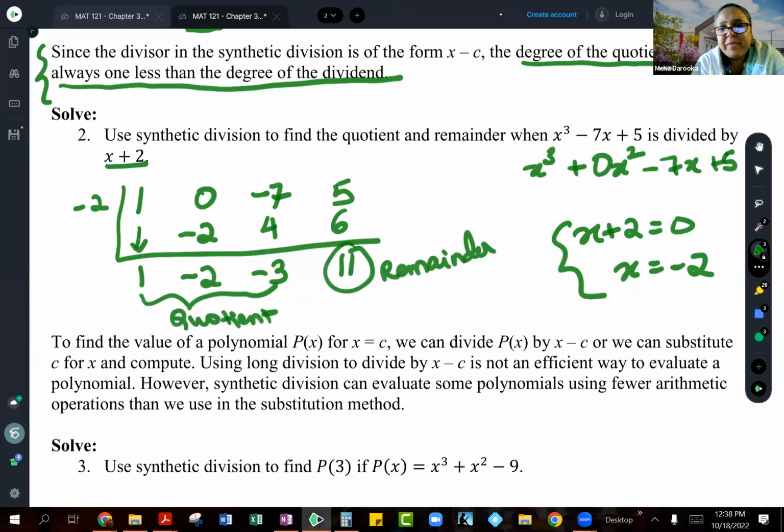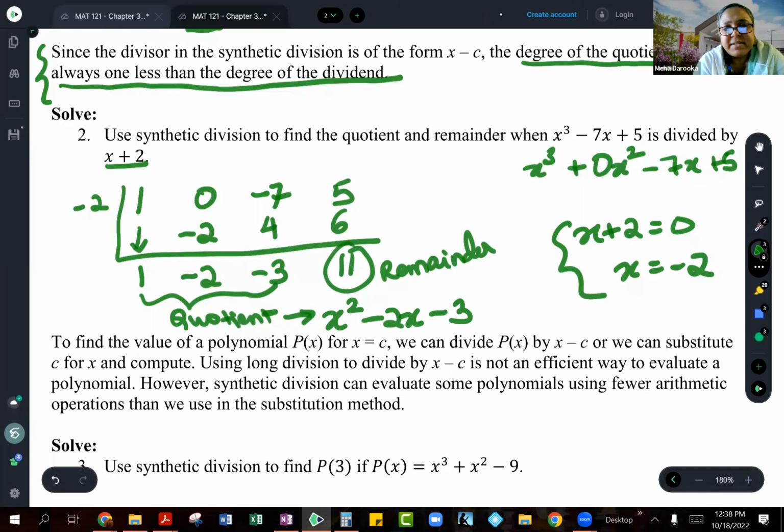And as I showed you before, your quotient is going to be 1 degree less than your polynomial, the dividend that you started out with. So your quotient then ends up becoming, we started with x to the third, so this will be x squared minus 2x minus 3, because that's a 1, right? So the coefficient is 1, but you don't actually have to write out the 1. So you end up with x squared minus 2x, and then the minus 3, that becomes your quotient.